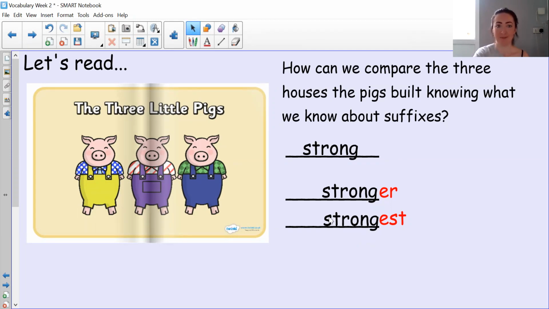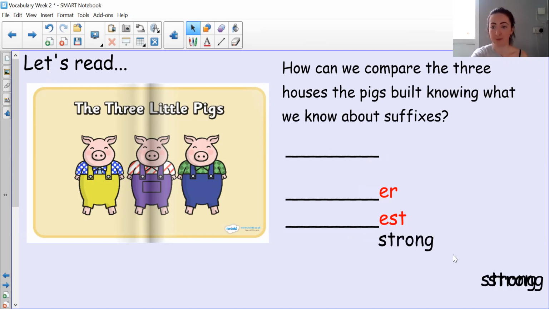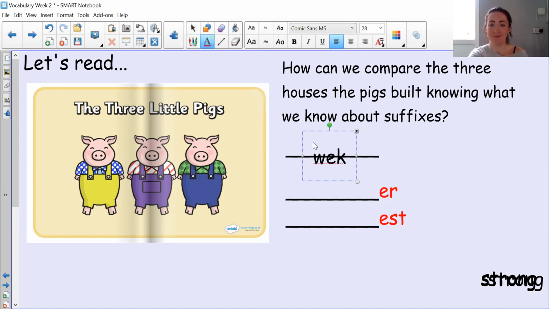Good. Now, did you think of any other adjectives that could describe the houses? Let's move these out of the way. So strong is a really good one. And I'll give you a clue if you're not sure. It's the opposite of strong. Did you think of the word? What does it say? Can you use your sounds? Weak. Did you think of the word weak? Amazing if you did. So weak would be the root word, the root adjective.